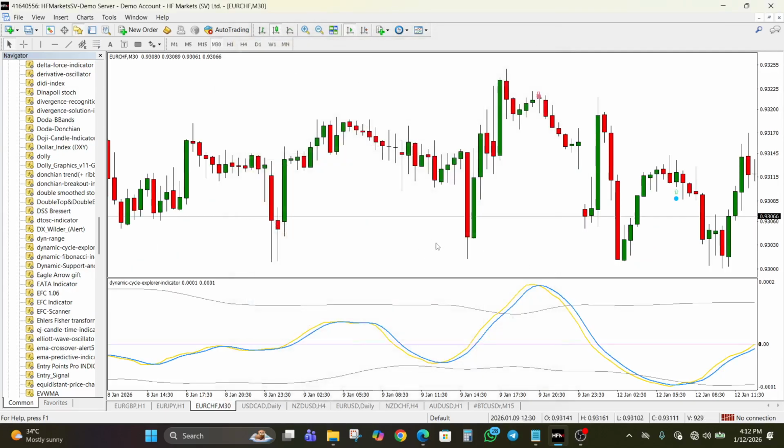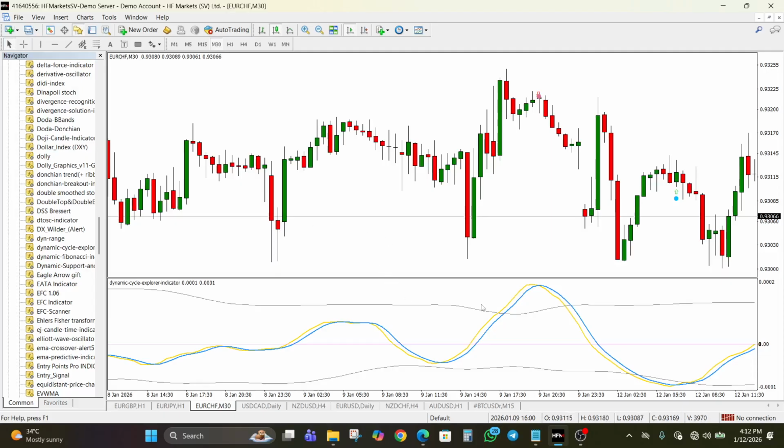Okay, so this is how the indicator looks. All right, this indicator is designed to reveal underlying market cycles, turning points, and momentum shifts. Okay, so it helps you to anticipate potential reversals and align your trades with the market's natural rhythm.